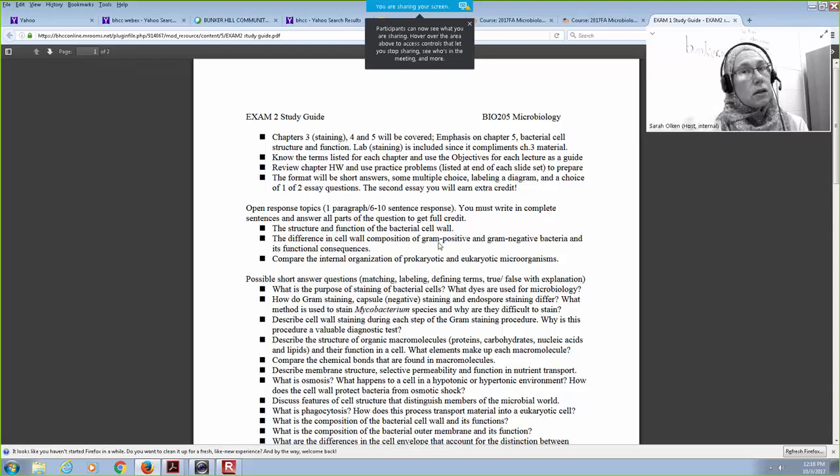Also, you should know the key differences between the gram-positive and gram-negative bacterial cell wall and how those differences will account for differences in infection, or different susceptibilities to treatment. And then you should also be able to compare the structure and know all of the internal anatomy of the bacteria versus eukaryotic microorganisms like fungi.